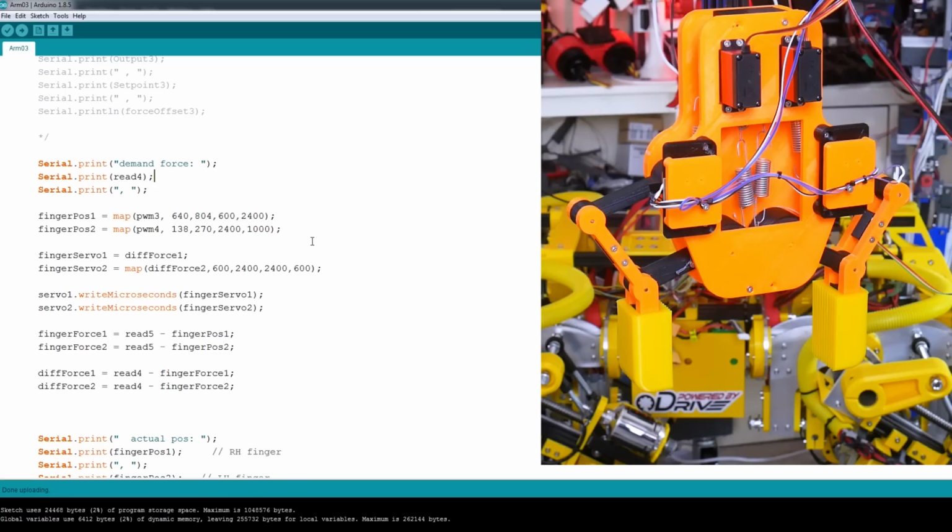All right, let's see what that gripper looks like. So now I've just turned that equation round, so we drive force instead of measuring force. And basically we've got another variable here called difference in force. And that is the difference between the variable we're reading, which is now a demand force, and the actual force that's being applied. And that difference we're now using to drive the servo. And of course one is inverted because one servo turns the other way.